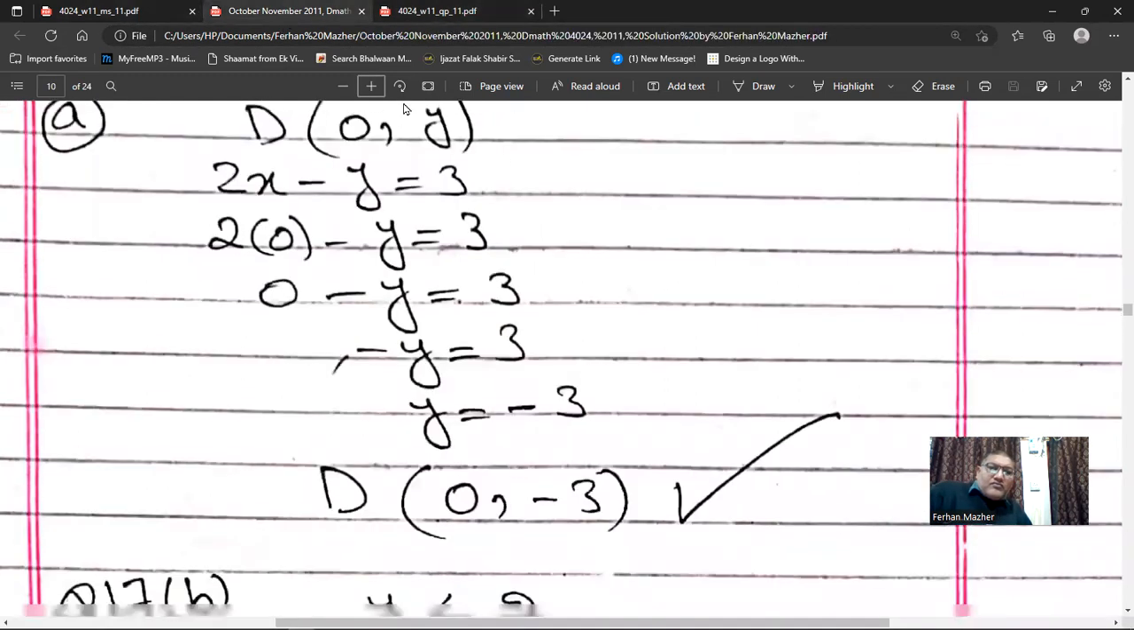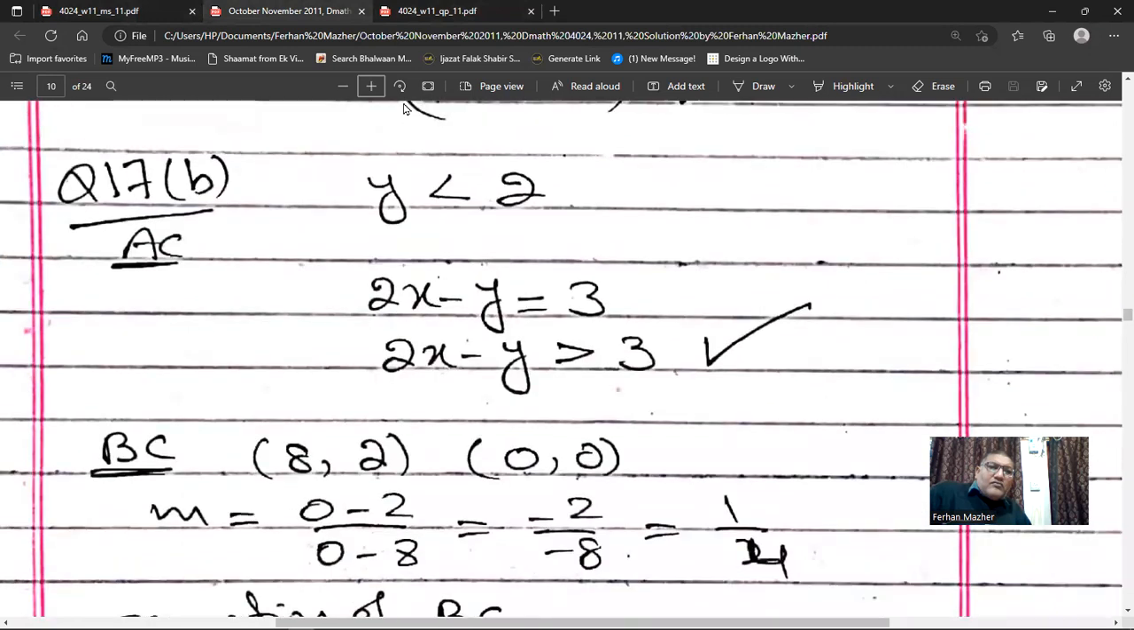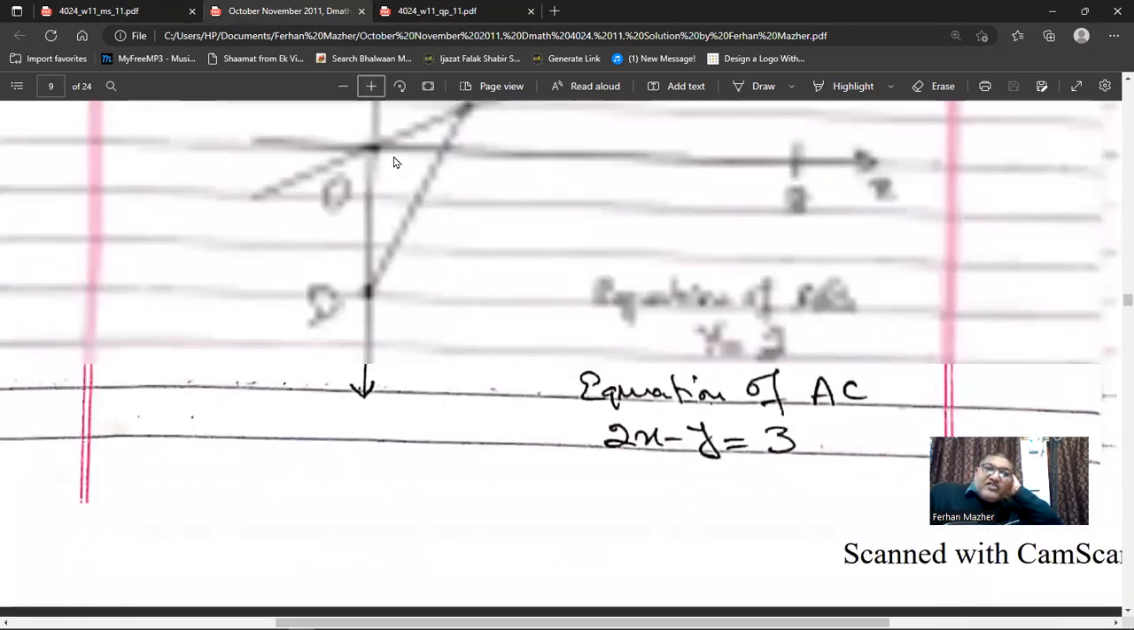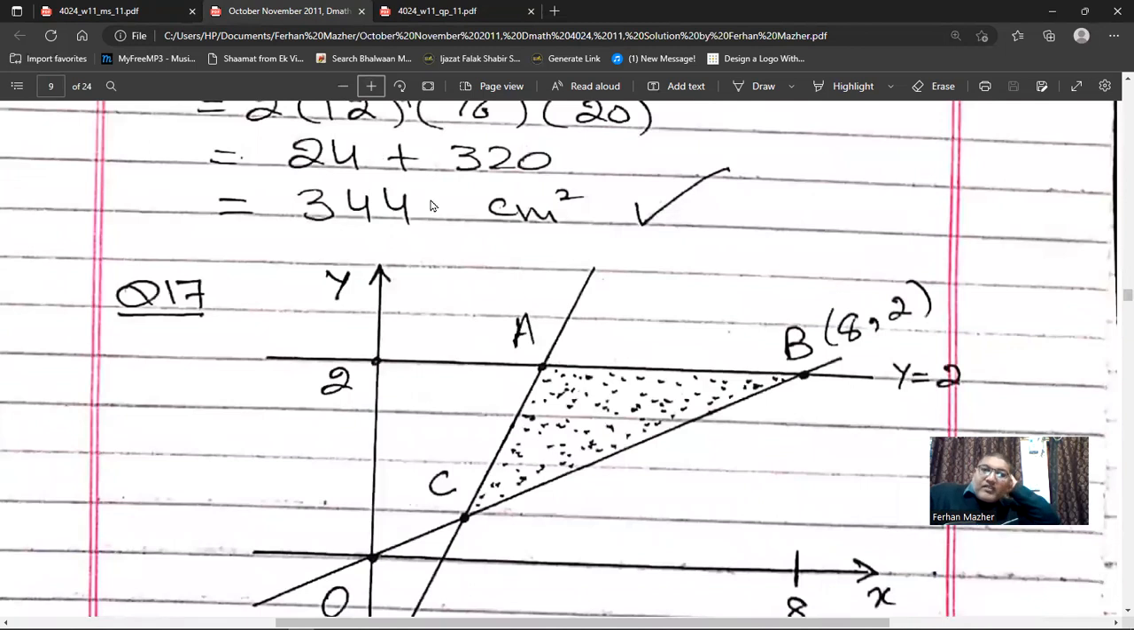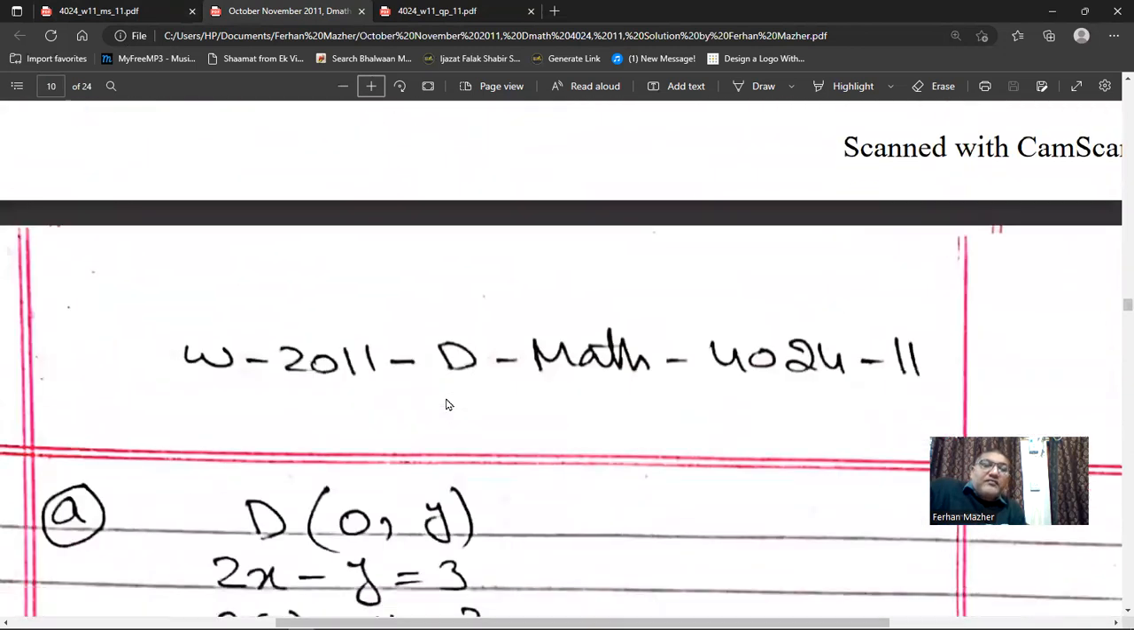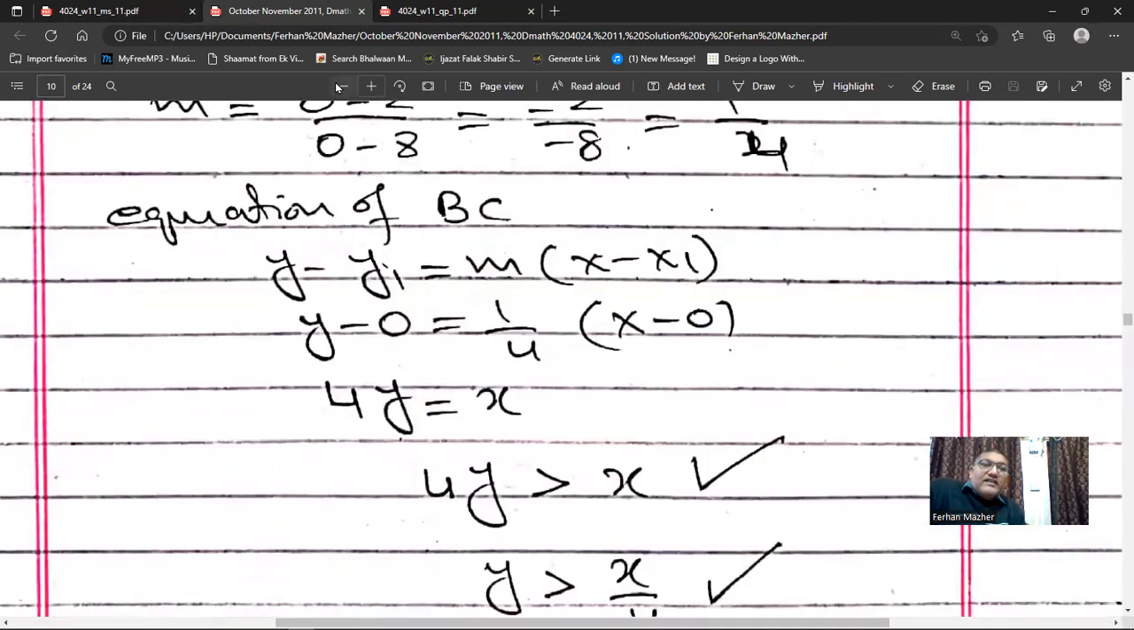One inequality is already given, that is y is less than 2. For the other lines, I know the equation of the AC line. This area is below that line. So in the place of equal in that equation, I will put inequality. And because the area is below that line, the back side of the crocodile will be towards the y.